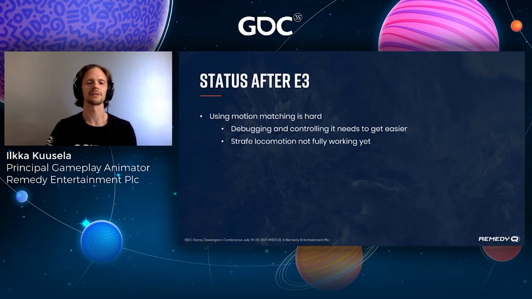Using motion matching was quite difficult for us. We spent a lot of time debugging it and trying to figure out why something wasn't working. And overall, we didn't really yet have the level of control we needed over it. And we also had some visual issues, most notably we couldn't do strafe locomotion without sliding yet.